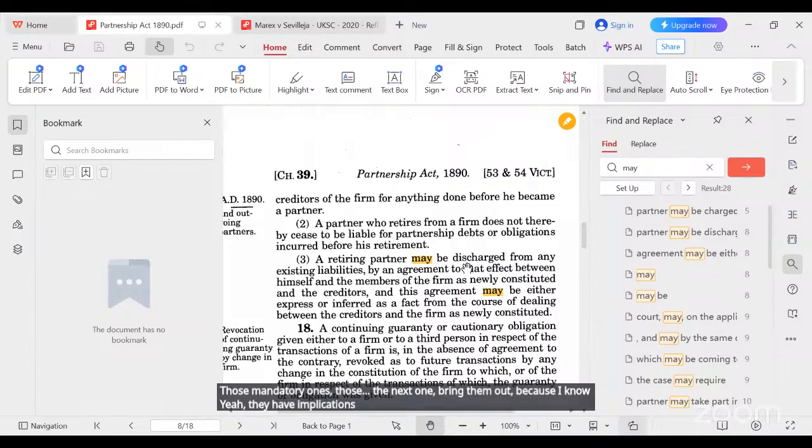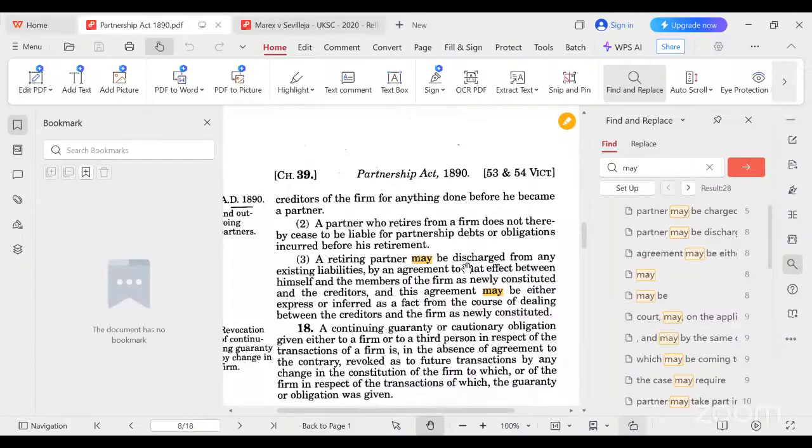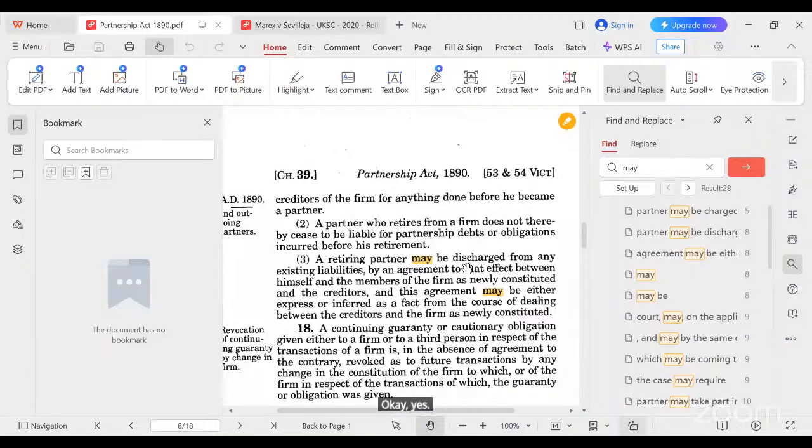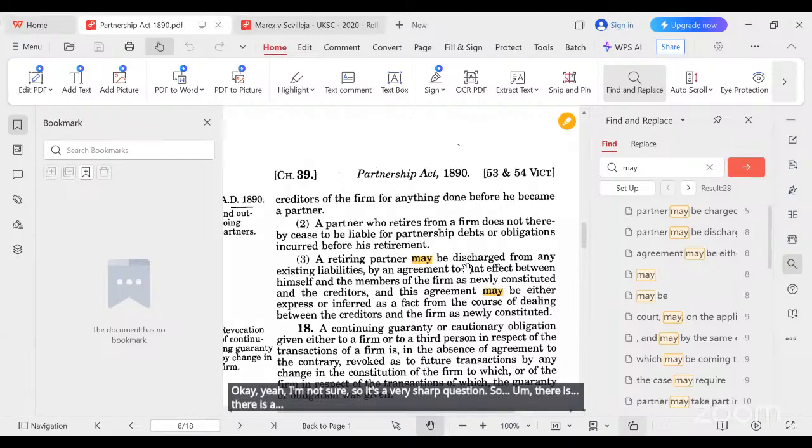So I have, is it Lucky or Teresa? Okay, Ajibola is also there. So Abolaji is also there. So who is taking it quickly? Is it Abolaji now? All right. Can I go ahead, sir? Okay, yes. Lucky. This is mandatory as well, sir. It's mandatory. Okay, thank you. Yes, sir. Okay, very short. So very sharp questions. So there's Teresa. Quickly. Yes, sir. It's equally mandatory. Okay.